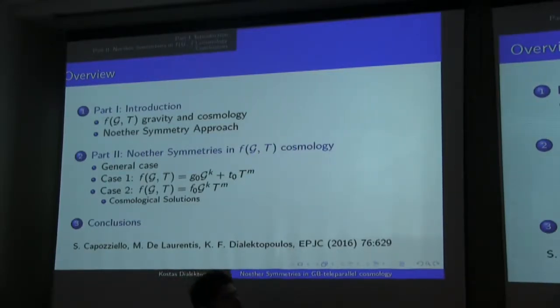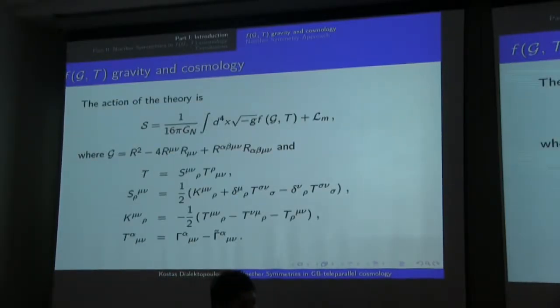And the talk is based on this paper published almost a month ago. So, first of all, the motivation to study this theory, f of G, T, where G is the Gauss-Bonnet term and T is the trace of the torsion scalar, is because it exhausts all of the possible budget of the torsional degrees of freedom.